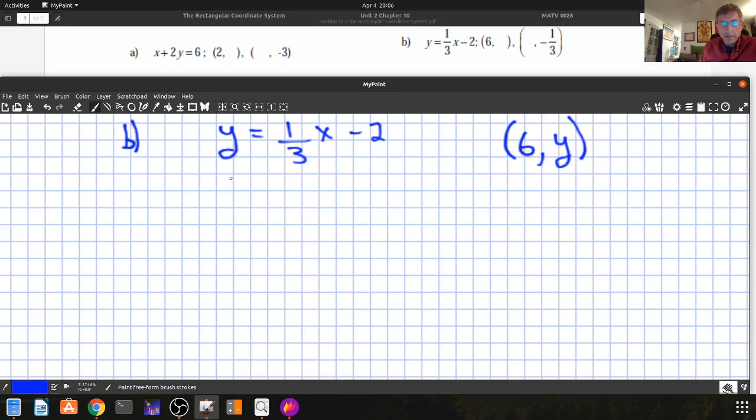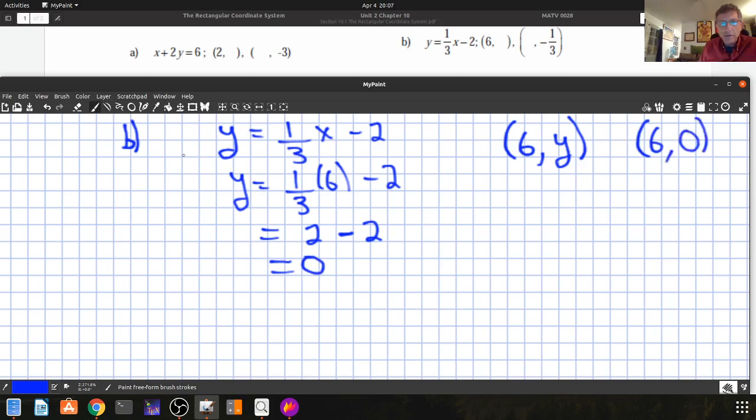So let's do it. Y is equal to 1/3 x, which is 1/3 of 6, minus 2. But that's equal to 6 divided by 3 is 2. And then I subtract 2 from it. So that tells me y is equal to 0. So I found the pair 6, 0 is an ordered pair solution to equation b.